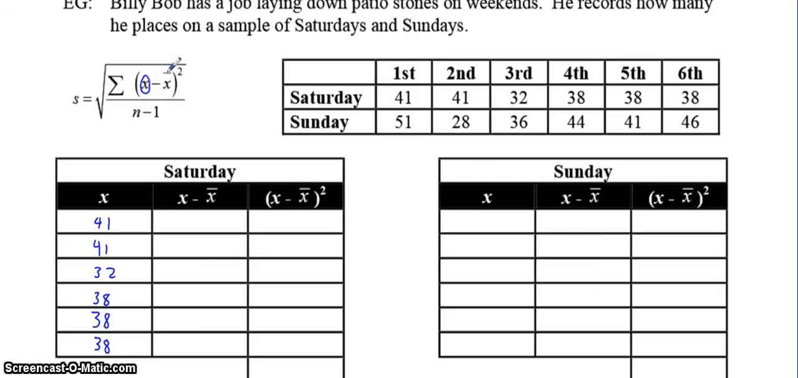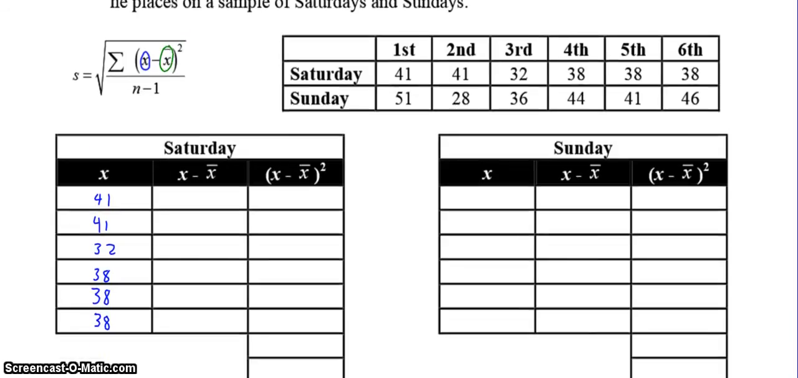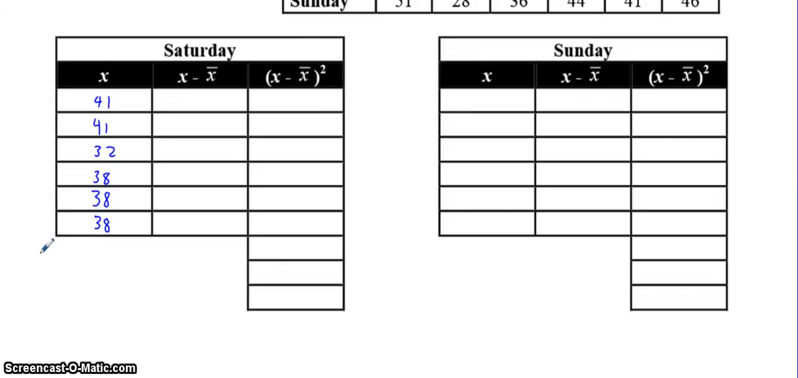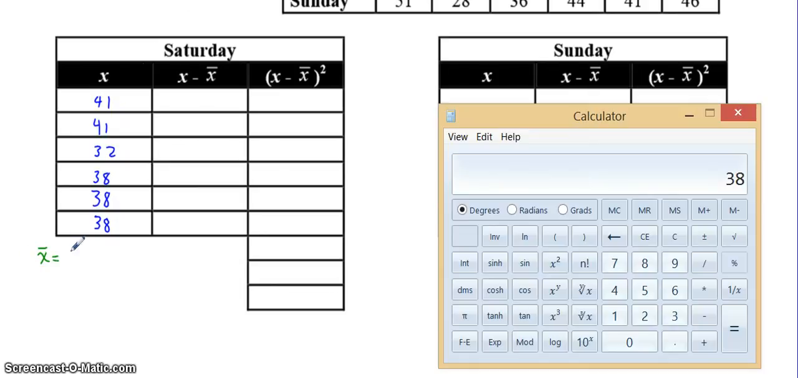The first thing you need to do is calculate the mean. So down here, if we add them all up and divide by 6, we get 38.